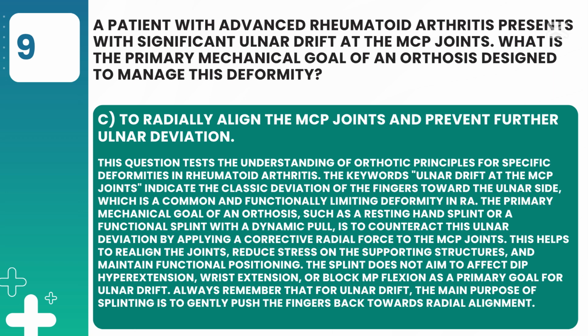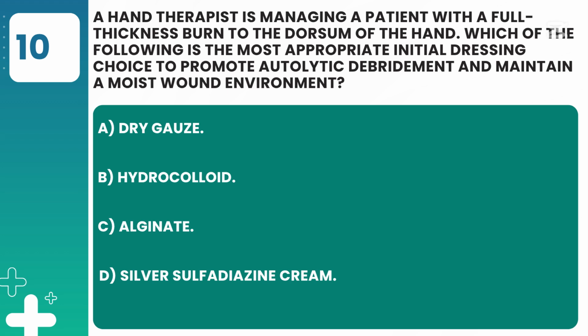The primary mechanical goal of an orthosis, such as a resting hand splint or a functional splint with a dynamic pull, is to counteract this ulnar deviation by applying a corrective radial force to the MCP joints. This helps to realign the joints, reduce stress on the supporting structures, and maintain functional positioning. The splint does not aim to affect DIP hyperextension, wrist extension, or block MP flexion as a primary goal for ulnar drift. Always remember that for ulnar drift, the main purpose of splinting is to gently push the fingers back towards radial alignment.